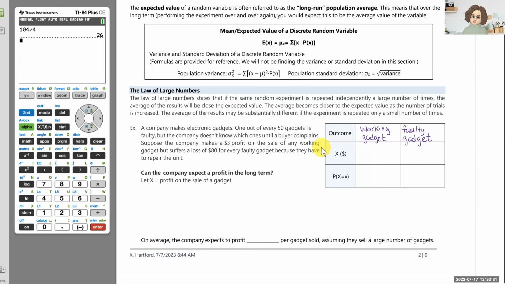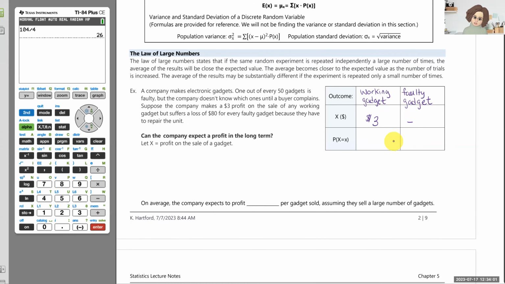All right, so let's talk profit here, X first. If they send out a working gadget, they're making $3 on that. I'm again going to include units for emphasis here. So they'll make $3 on every working gadget that they sell. And then they're going to suffer a loss of $80 if it's a faulty gadget. So a profit, then a loss would be negative profit. So negative $80. And again, I'm just putting units for emphasis there.